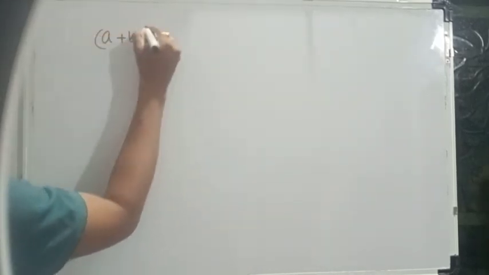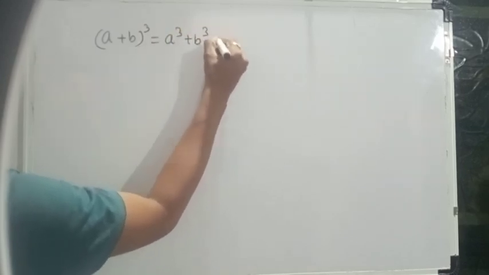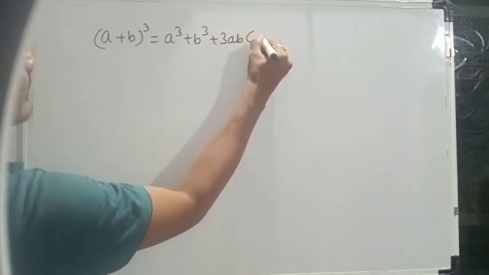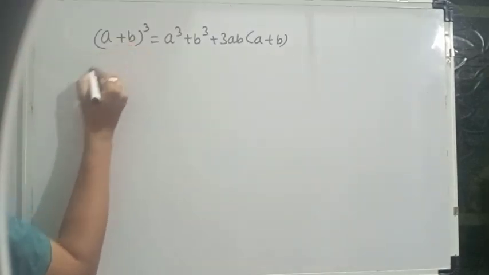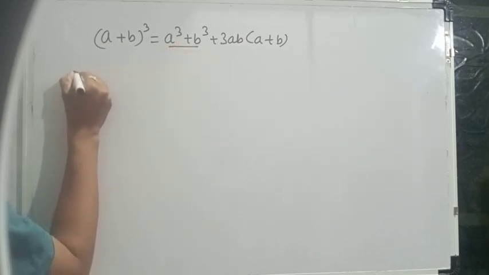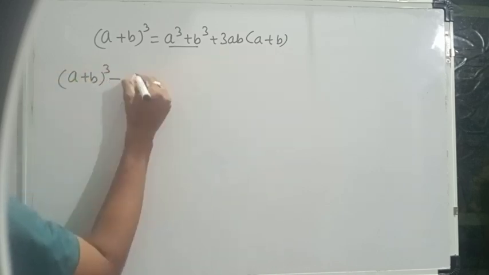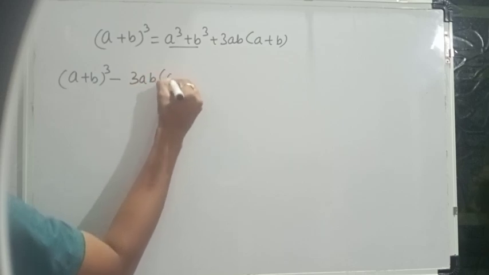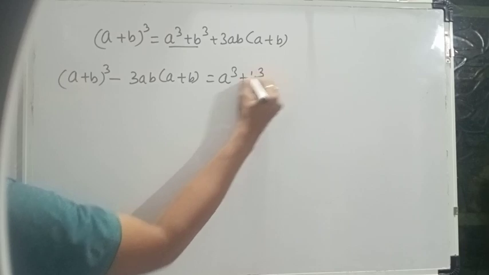Here we go with the next question. Before that, I want to write some identities. (a plus b) whole cube can be written as a cube plus b cube plus 3ab into a plus b. a cube plus b cube, I'll keep it on the right hand side and the remaining terms I'll take to the left hand side. Minus 3ab (a plus b), which is equal to a cube plus b cube.